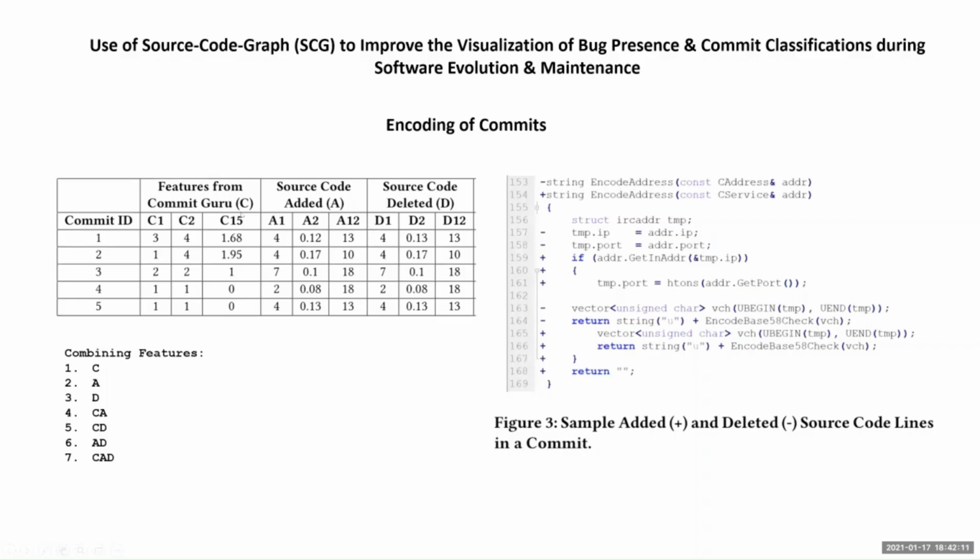And I also get 15 feature values from the Commit Crew website. That means I have 3 different types of feature values, and I took 7 combinations of those feature values. Now my goal is to verify whether the addition of these graph attribute based feature values along with the commit group based feature values improves the visualization and detection of buggy and non-buggy commits, and also the visualization of different commit classifications.